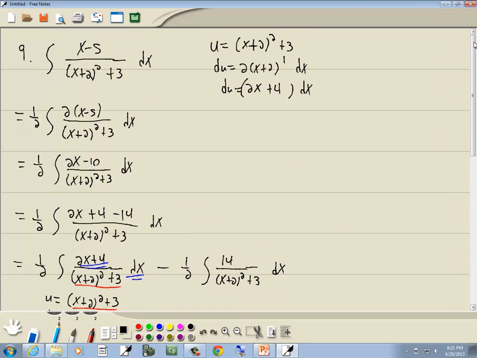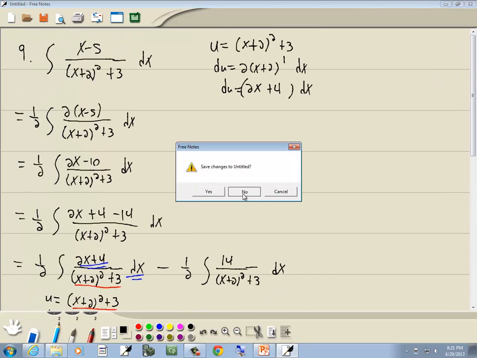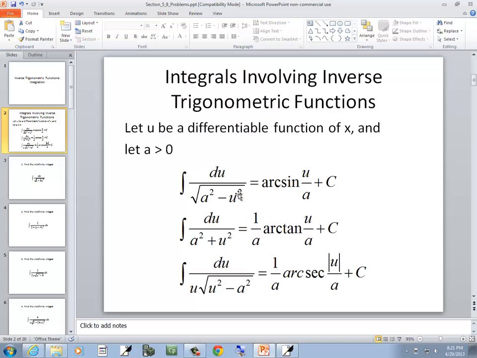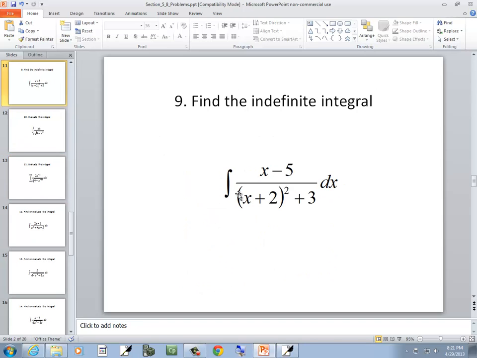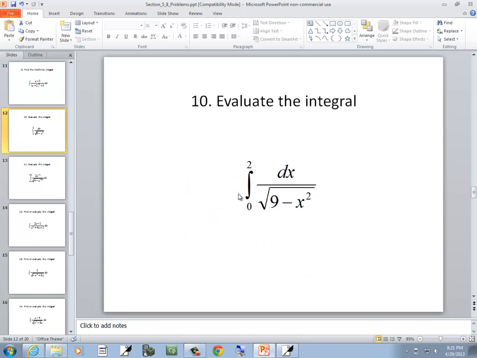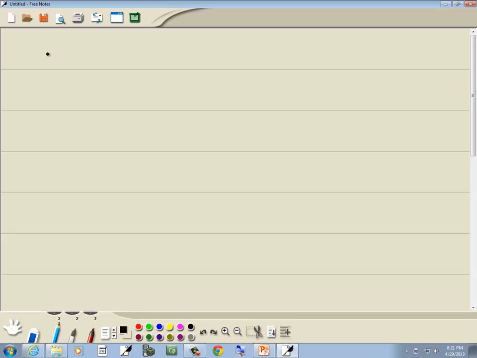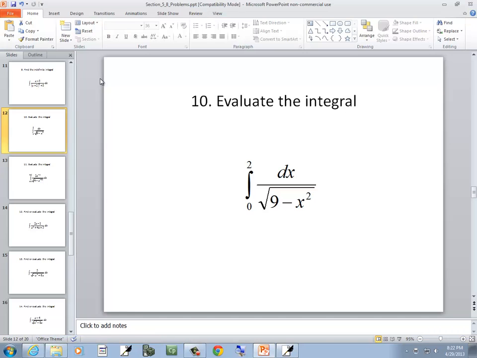Problem was that? Number 9. Okay. So let's look at problem number 10. This is wanting us to evaluate the integral. So a definite integral. We're going from 0 to 2 of dx over square root of 9 minus x squared.